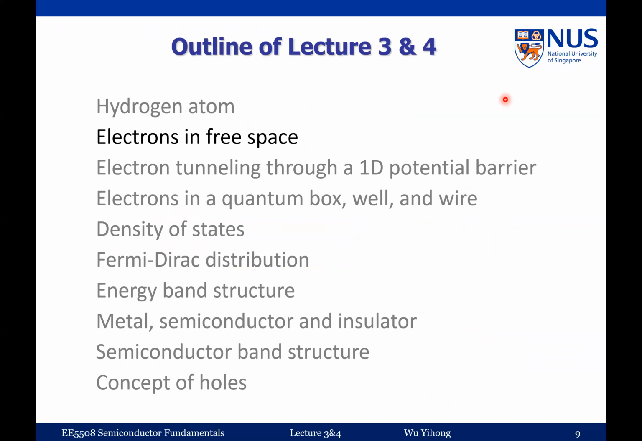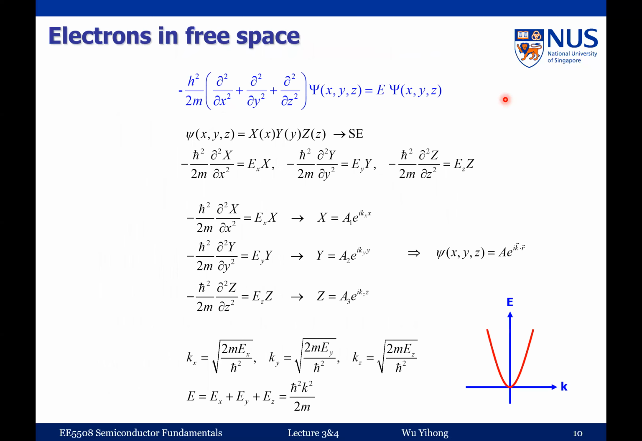Okay, so now we first look at how an electron will move in free space. In quantum mechanics, as I said, you don't need to specify the position of the electron. You cannot specify it anyway, right? So the only thing you can do is to find the wave function. The wave function will indicate the state of this electron, right?